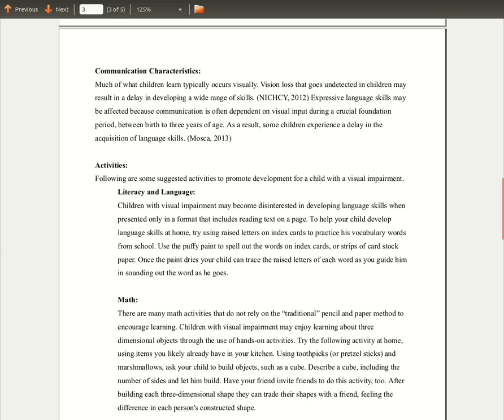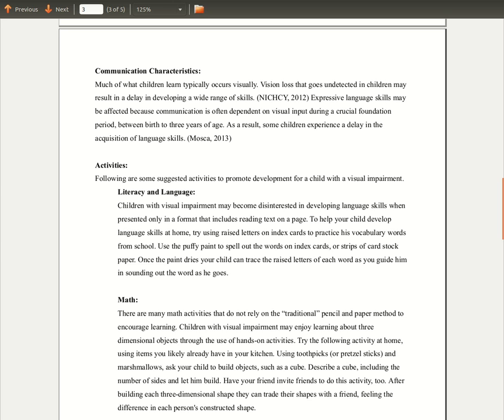Some of these skills that are affected may include expressive language, because communication is often dependent on visual input, especially during a crucial foundation period, which typically is between birth and 3 years of age. So as a result, some children will experience a delay in the acquisition of language skills.